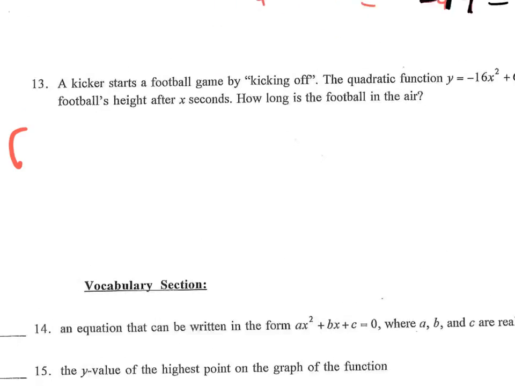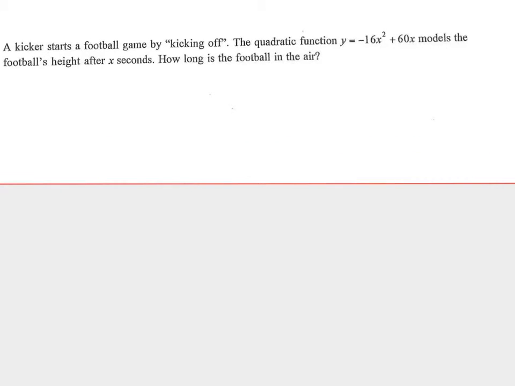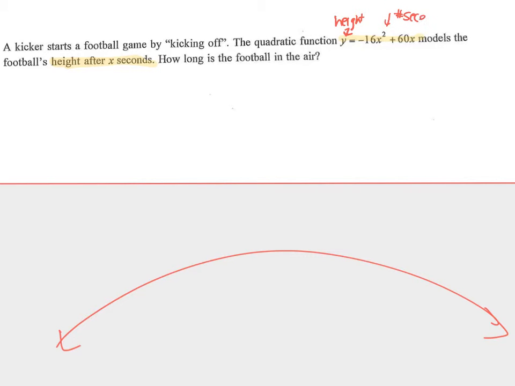Last question. A kicker starts the football game by kicking off. So we know that when we have our picture, we're going to have the football that is kicked. It tells me that the quadratic function that this is referring to is this one right here. It's telling me that the height after x seconds, so that means that y is the height and x is the number of seconds. They want to know how long, so in other words, what is x equal to? How long is the football in the air?